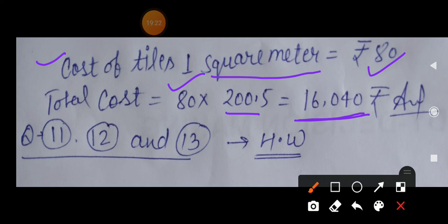Okay, now we have to give you three questions as your homework. So question number 11, 12 and 13 is your homework. You have to do it at your home.